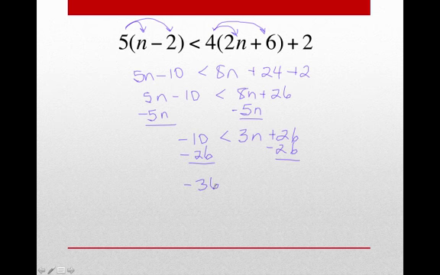Negative 36 is less than 3n. Divide by 3 on both sides. Negative divided by a positive is negative 12. I'm not going to change my inequality because I divided by a positive number. Less than n. Okay, remember I read that backwards, so n is greater than negative 12. On a number line, that's going to look like this, greater than negative 12.